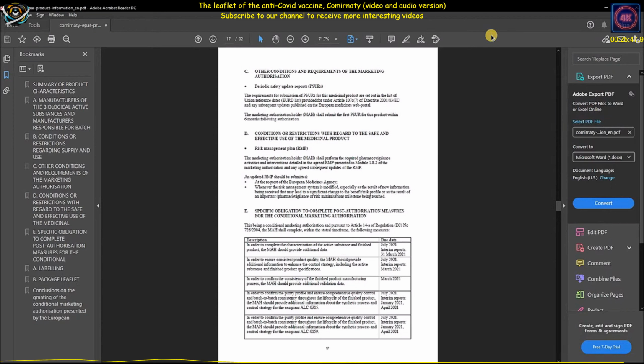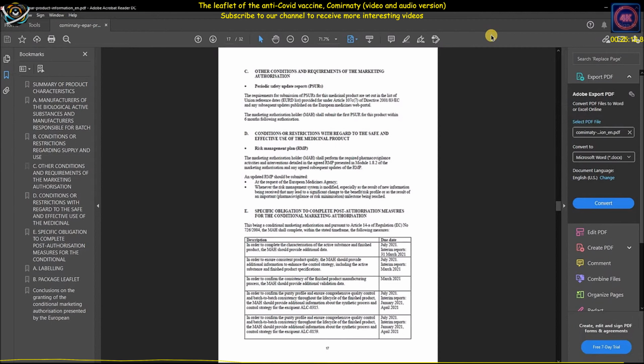Description, due date. In order to complete the characterization of the active substance and finished product, the MAH should provide additional data. July 2021. Interim reports, March 31, 2021. In order to ensure consistent product quality, the MAH should provide additional information to enhance the control strategy, including the active substance and finished product specifications. July 2021. Interim reports, March 2021.